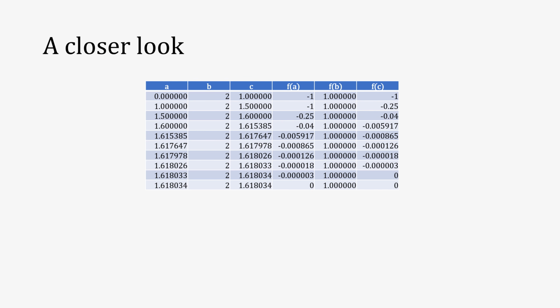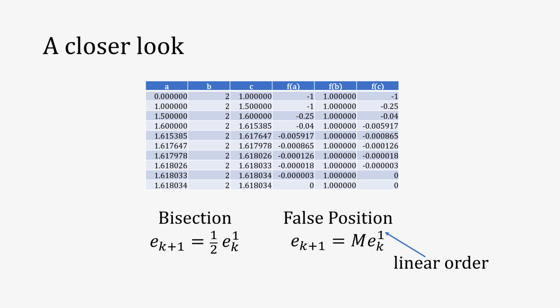Notice anything odd about this data? The value for b never changed, and the values for a changed a lot at the beginning, but then slowed down afterwards. Both of these methods have a linear order, but bisection always has a fixed constant multiplier of a half, whereas false position has a multiplier of m that's dependent on the function that we're using.